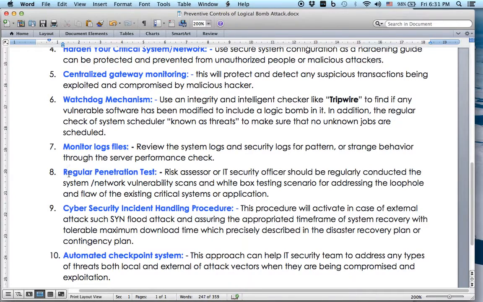So number 8 is a regular pen test. This is very important. The risk assessor or IT security officer, or you engage a vendor, to conduct the security pen test, whether on the network side, the application side, or the database side. So you need to include all of them to detect promptly what the gap is in the system or in the network.